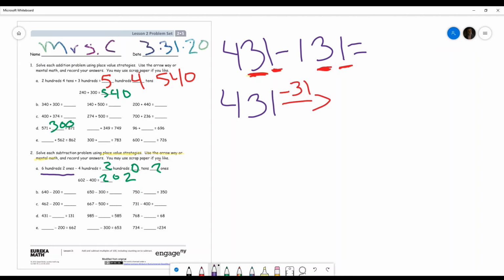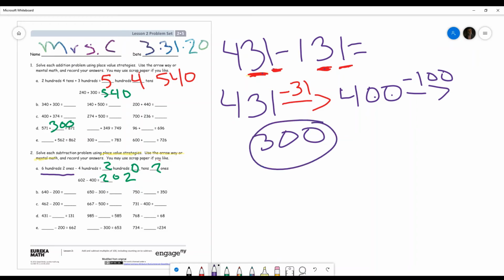because that will make my number 400. Because 3 minus 3 is 0, and 1 minus 1 is 0. And that makes it a lot easier to subtract the 100. So now I'm going to take away my 100, and my answer is 300, because 4 minus 1 is 3. So that would be 300. So 431 minus 300 is 131.